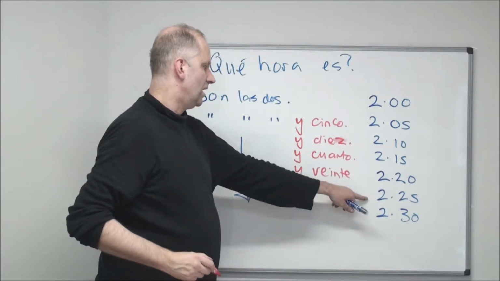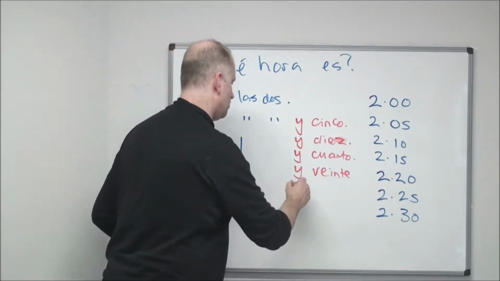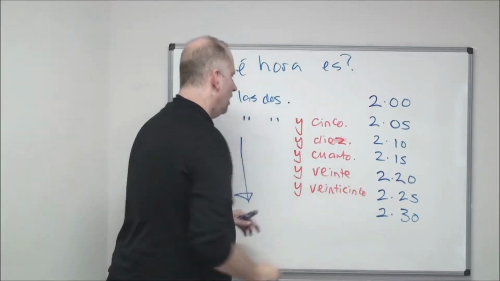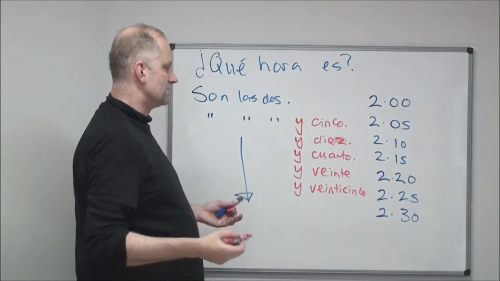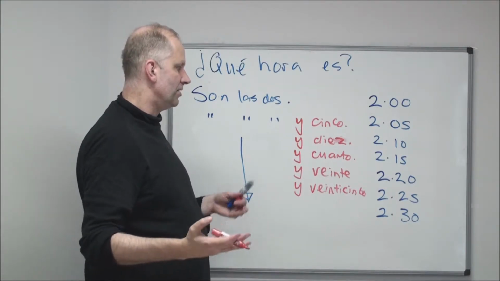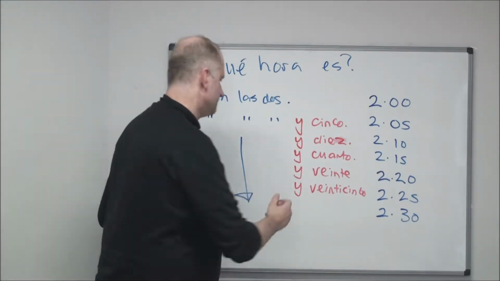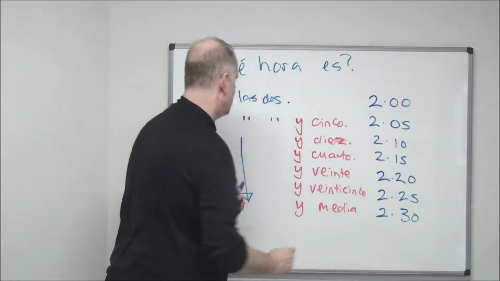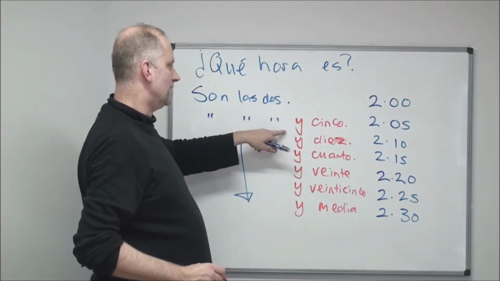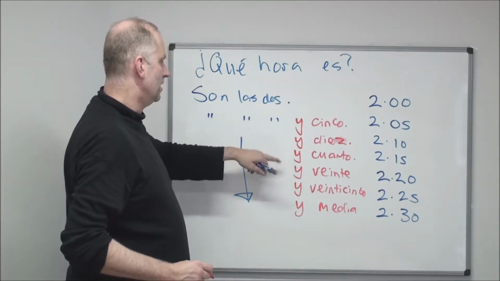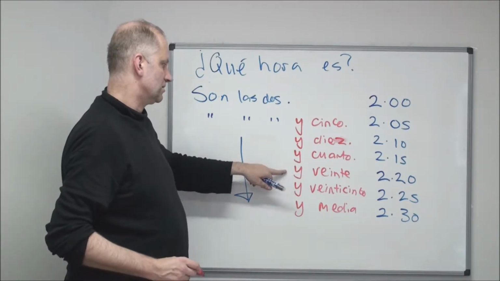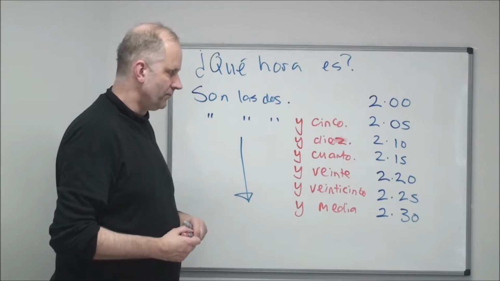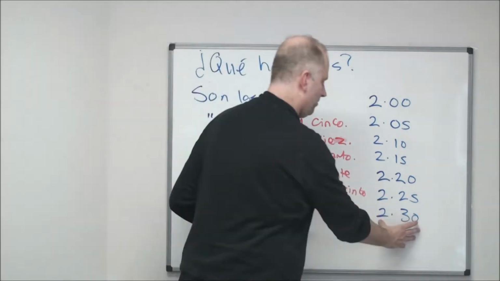And then 2:25, son las dos y veinticinco. And for this, you could also say it's 2 o'clock and 30, but you can also do the half past. So son las dos y media. Okay, so son las dos y cinco, son las dos y diez, son las dos y cuarto, son las dos y veinte, son las dos y veinticinco, son las dos y media. Okay, so we got to the half hour point.